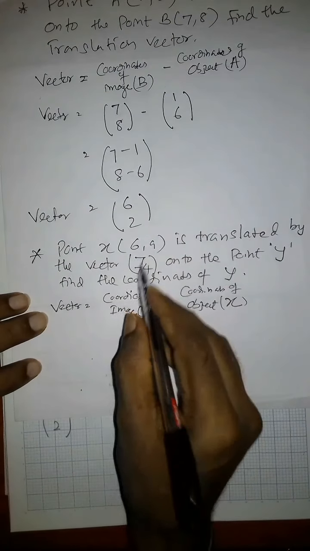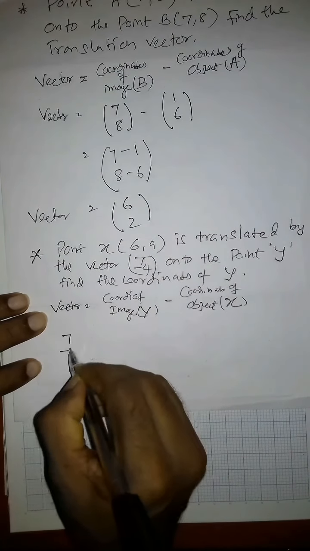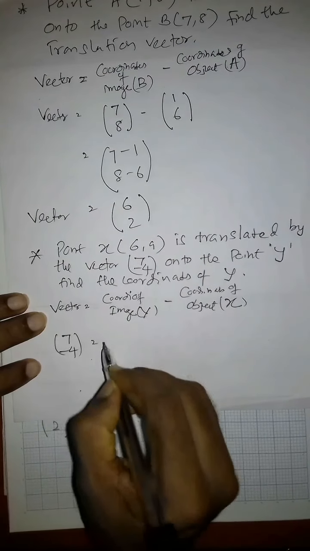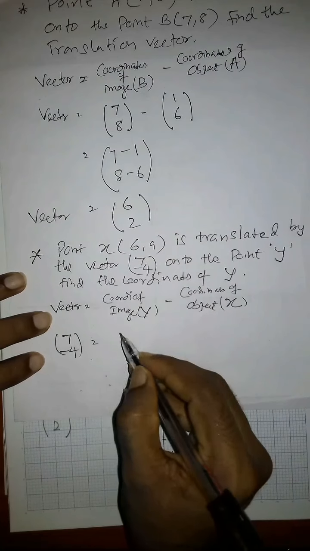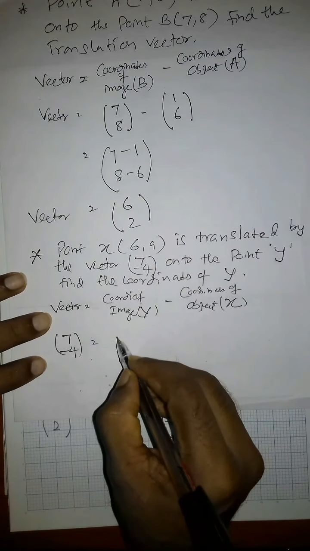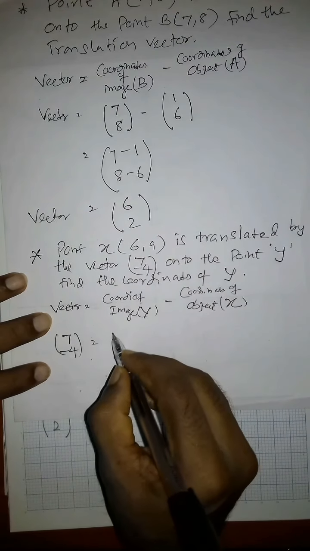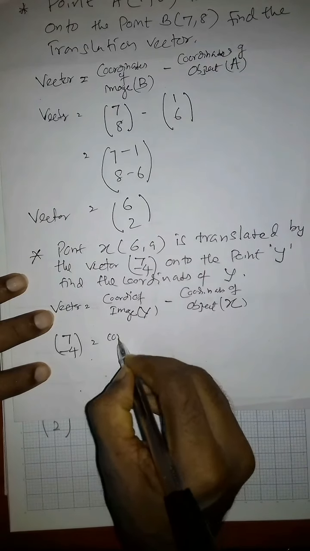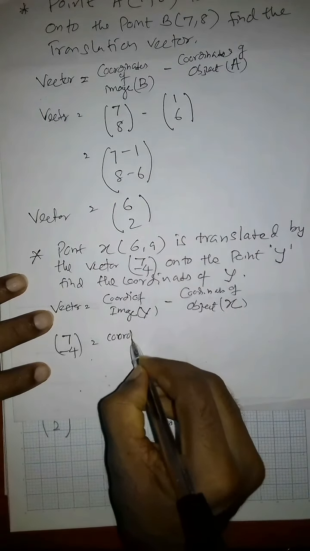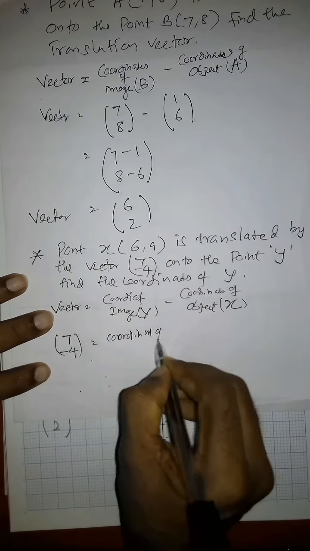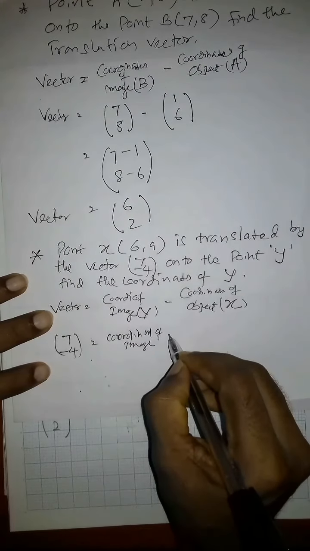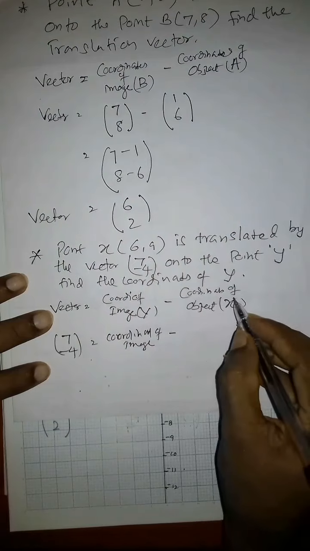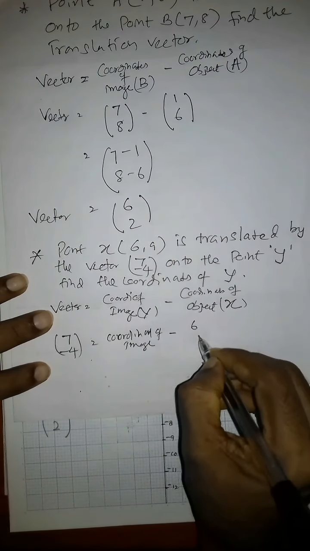The vector is given, (7, -4). Then the coordinates of the image are not known. We will keep it as coordinates of image minus coordinates of object, which is given as (6, 9).